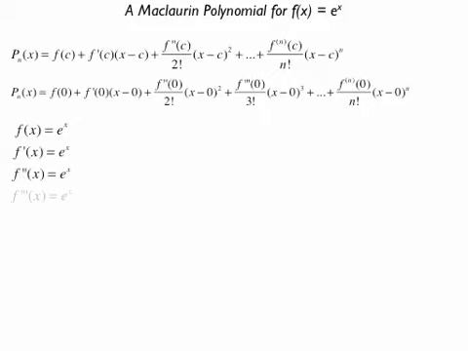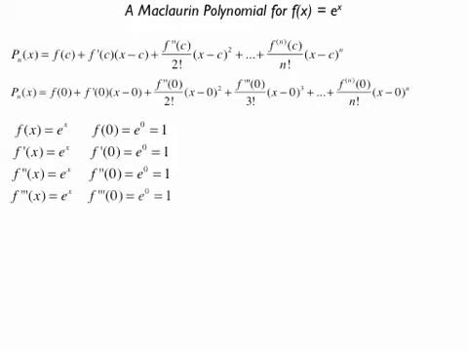F double prime, f triple prime. And remember, I need f of 0. I need f prime of 0. So I will also be substituting 0 in each of these. We know that f of 0 is e to the 0, which is 1. F prime of 0 is e to the 0, which is 1. These are really boring because they're all the same.